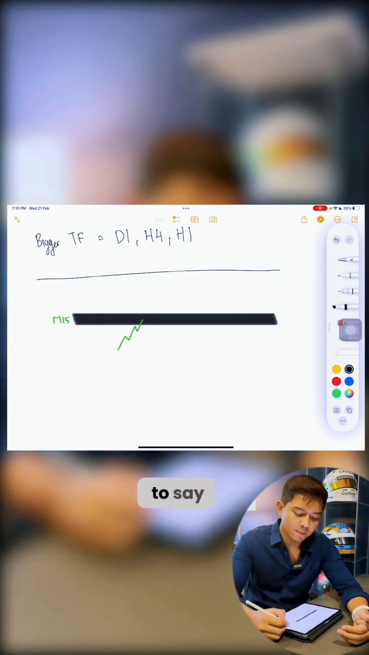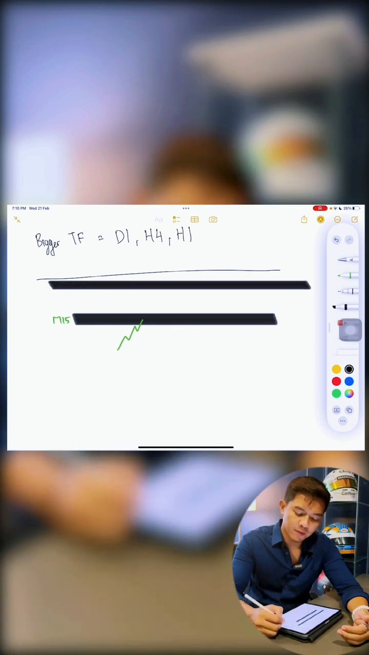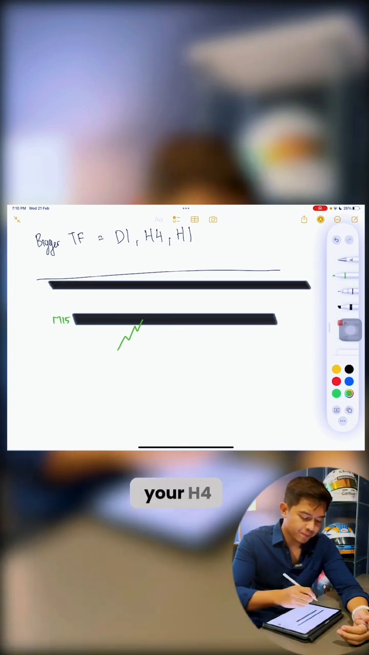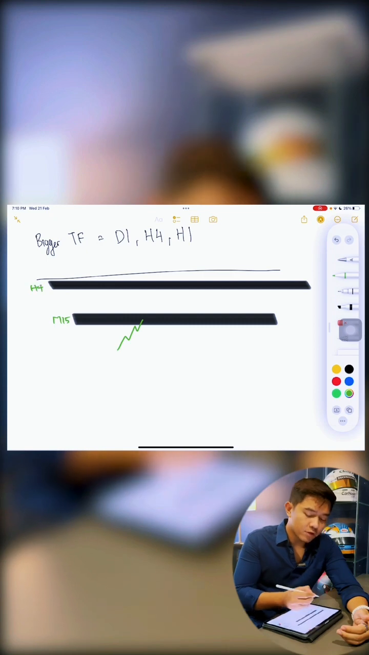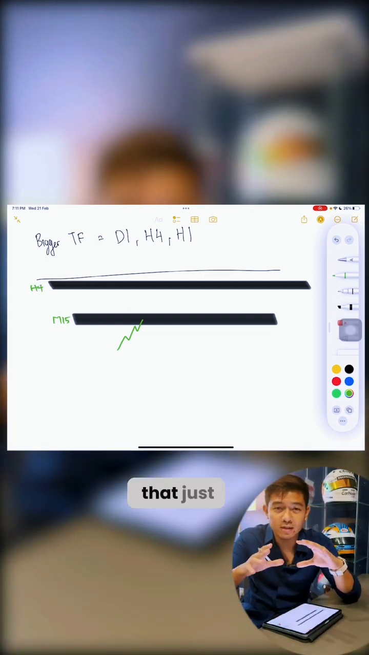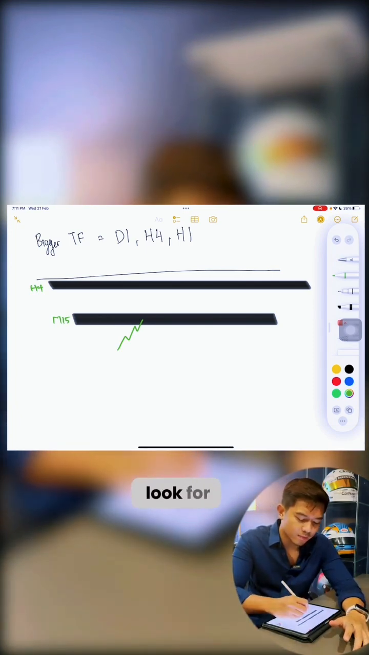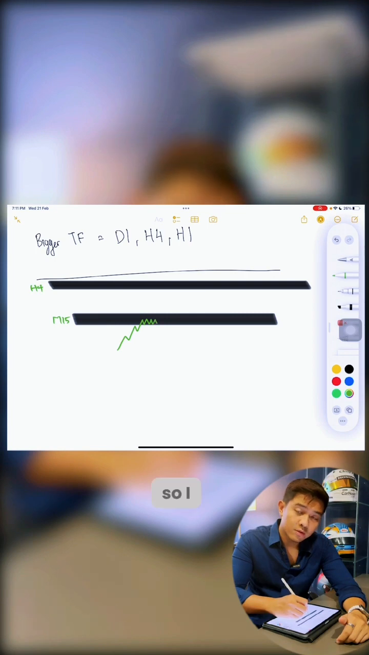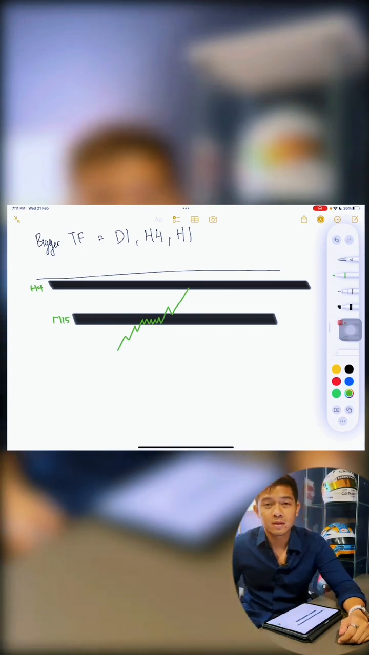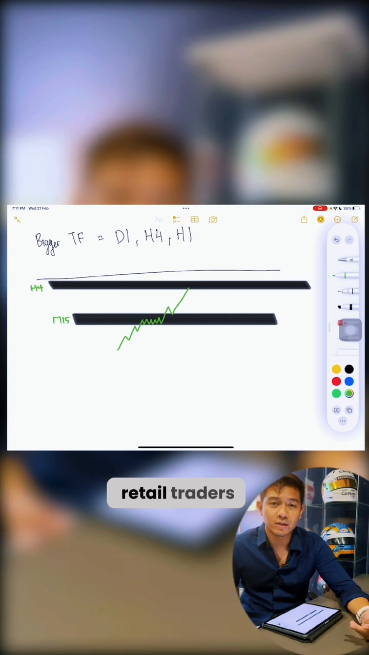So meaning to say, the bigger SNR is your H4 just above here. So this is going to be your H4. So you as a trader, a scary trader, a normal trader type of person, might think, oh okay, I can start to look for my sells, right? So I sell. When you sell, price breaks above, it continues reaching to your higher time frame. Understand? So these are all the mistakes that happen to retail traders.